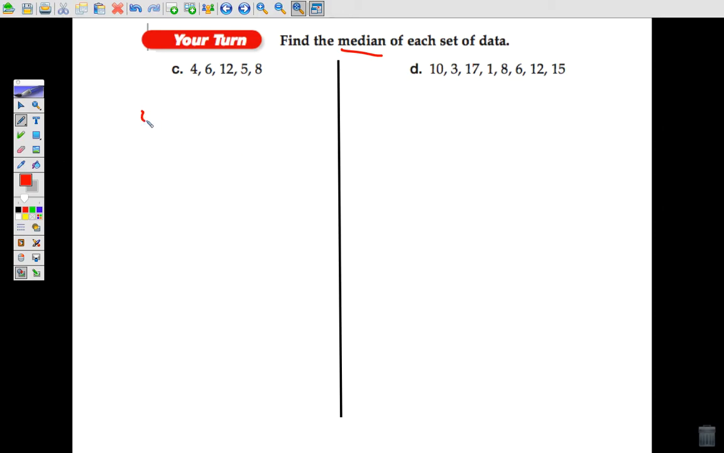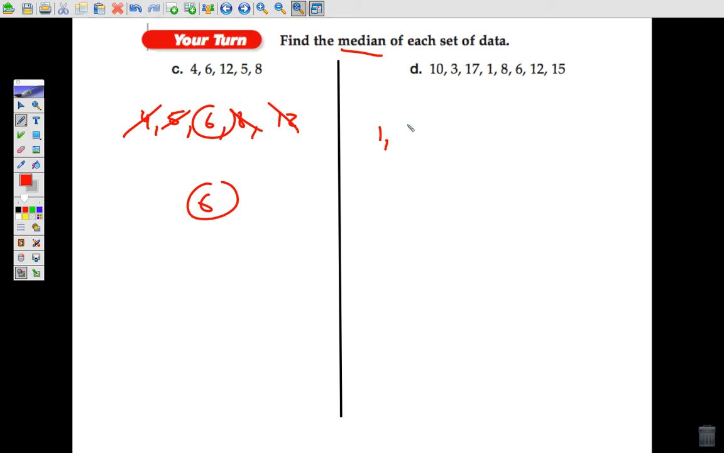I would rewrite this as 4, 6, nope, I already made a mistake. 4, 5, 6, 8, and 12. And I cross off, and in this case I have one number in the middle which represents the median, because there were 1, 2, 3, 4, 5 numbers, you knew you had one in the middle. Now over here I have 1, 2, 3, 4, 5, 6, 7, 8 numbers, so you know there's going to be 2 in the middle that you have to find the average of.